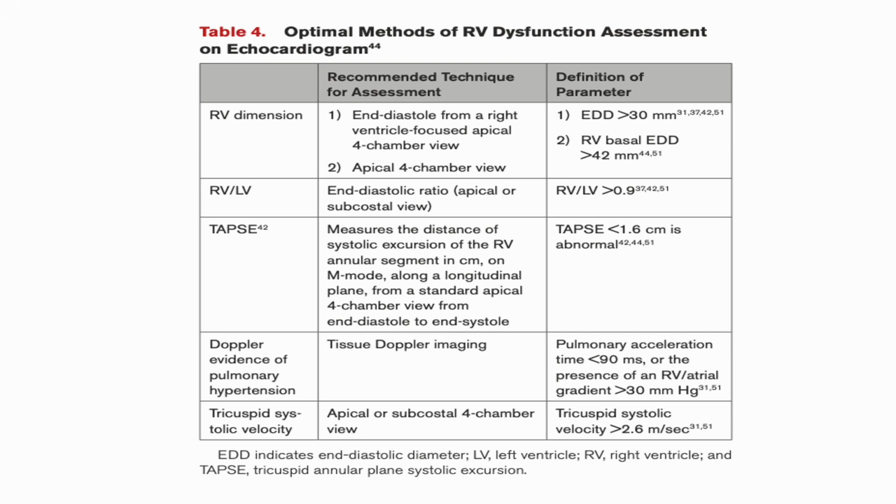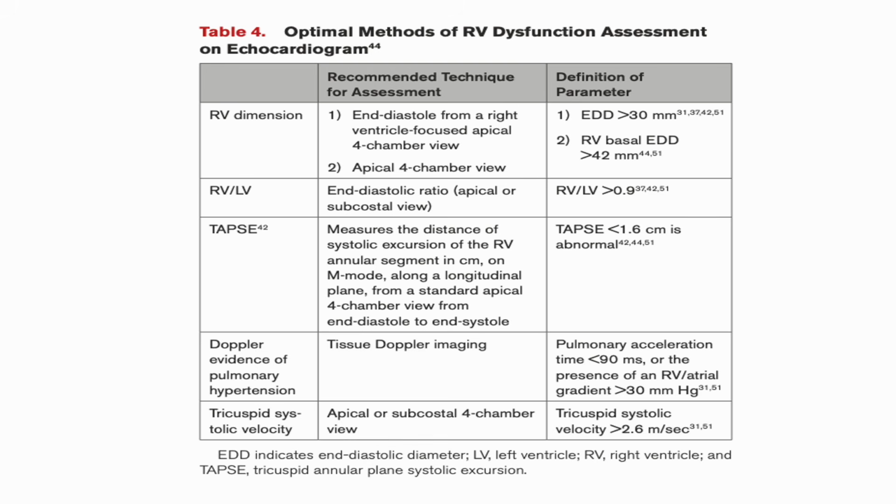The parameter is that the end diastole diameter should be more than 30 millimeters and RV basal EDD should be more than 42 millimeters. Secondly, they should mention the RV to LV ratio. So here again, at end diastole, you can use the ratio to assess the RV to LV, apical or subcostal view. The RV to LV ratio should be more than 0.9.